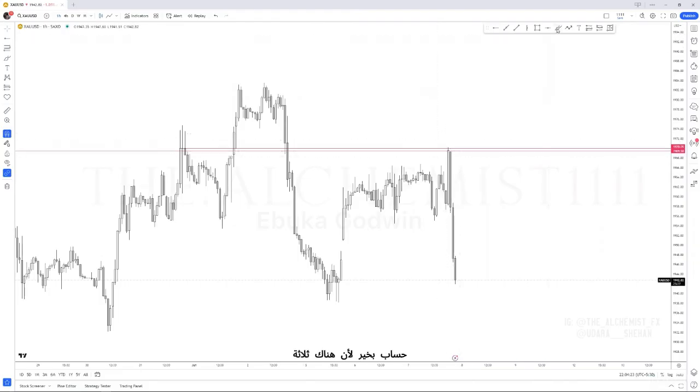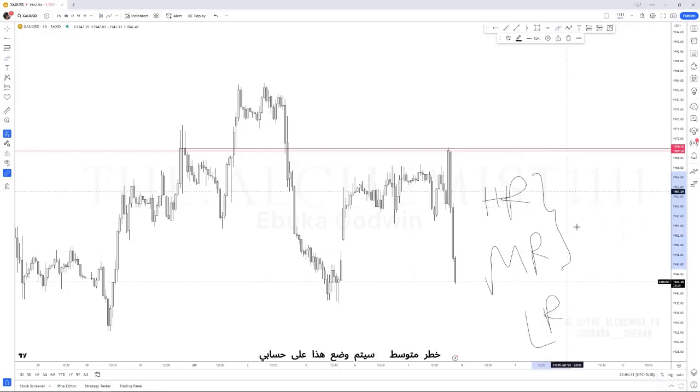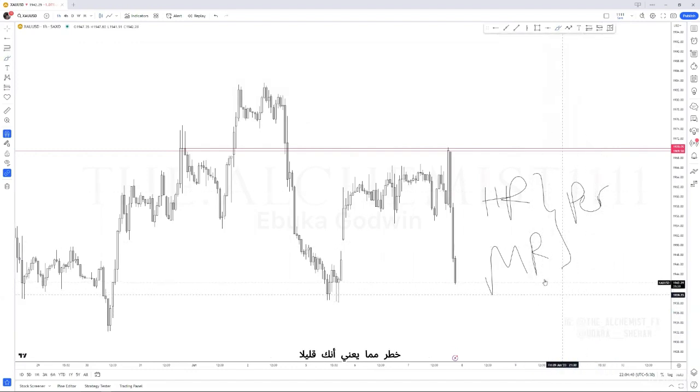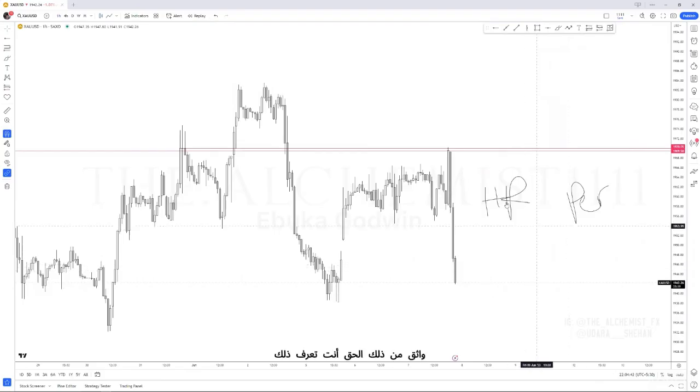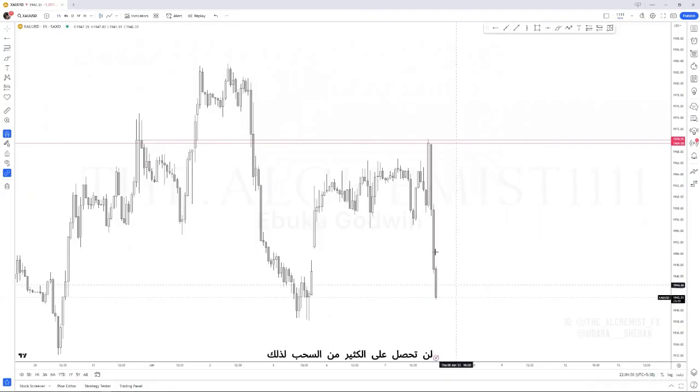There are three types of setups: high risk setups, medium risk setups, and low risk setups. High risk and medium risk will be placed on my personal account. But low risk will go on my personal account and the prop firm account as well, because if it's low risk, it means you are confident about it. You know that it is going to run your way, so the drawdown is very minimal. You're not going to get a lot of drawdown. So those are the types of trades that you can place on the prop firm accounts.